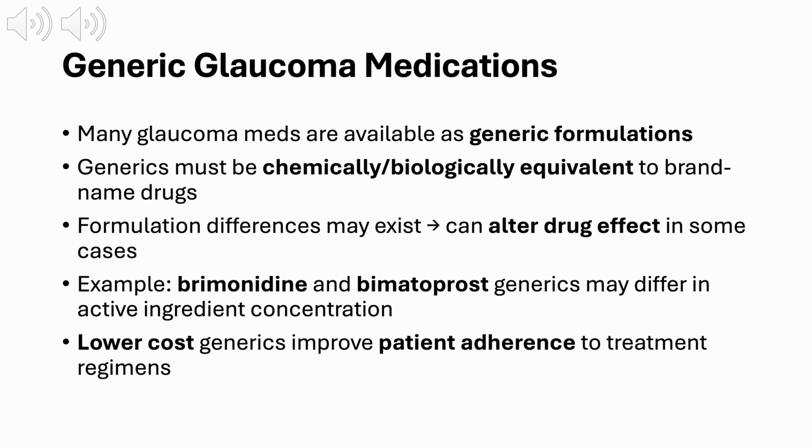A large portion of commonly used agents are now produced in generic form, and these products are required to be chemically and biologically equivalent to their branded counterparts. That said, the formulation itself isn't always identical. Differences in preservatives, bottle design, or vehicle can meaningfully change how the drug performs for certain patients. Brimonidine and bimatoprost are classic examples. Various generics on the market may differ slightly in active concentration or tolerability.